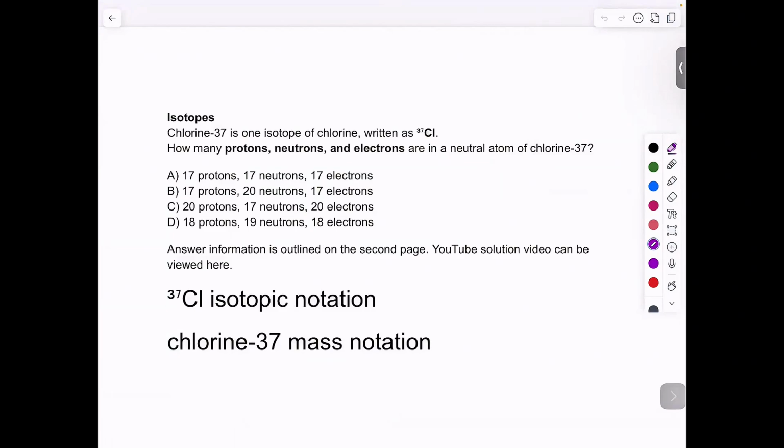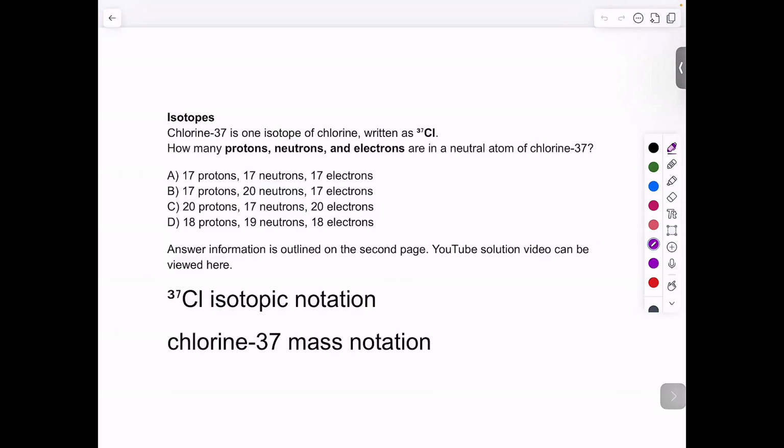So we know that isotopes are basically different variations of the same element, and they differ by the number of neutrons, which of course would affect the atomic mass of our particular element in question. So we do know that mass, or atomic mass, is the sum of protons and neutrons. And in this particular case, we're dealing with chlorine.